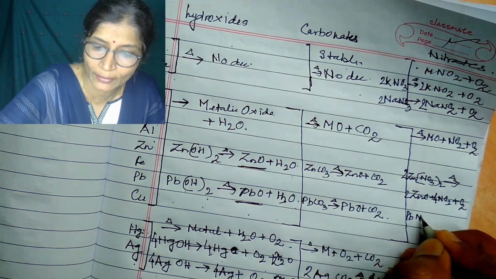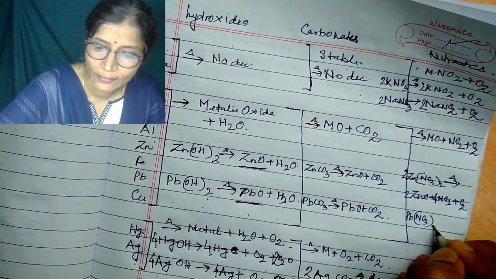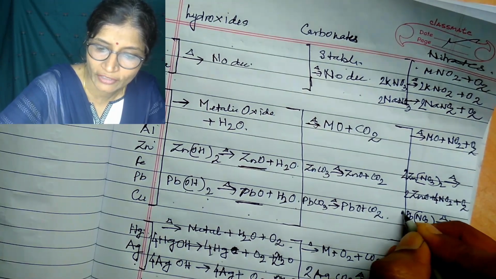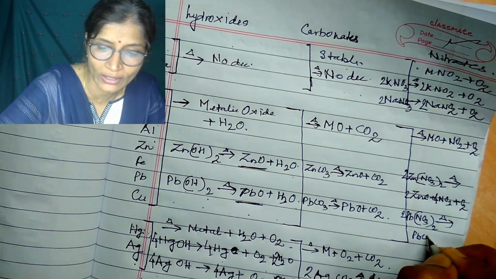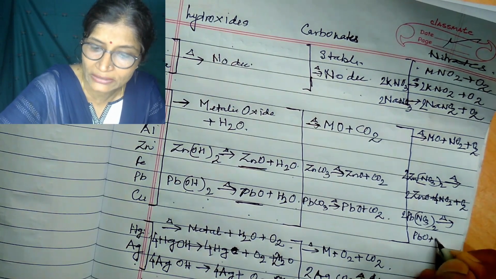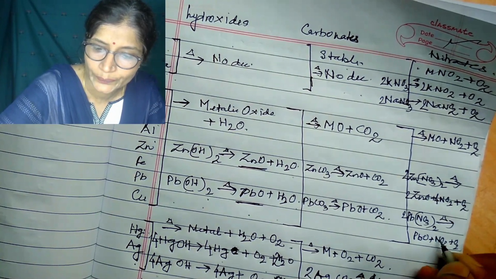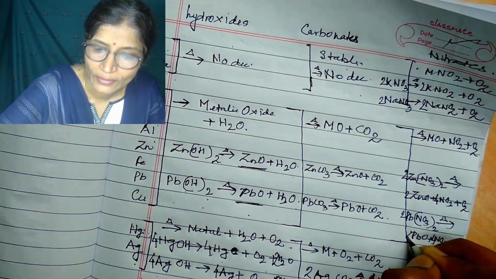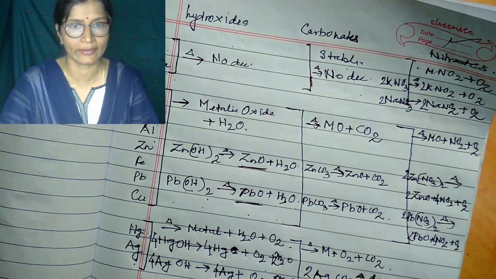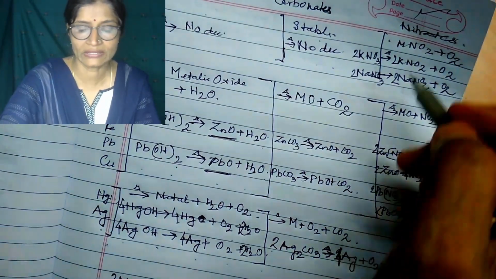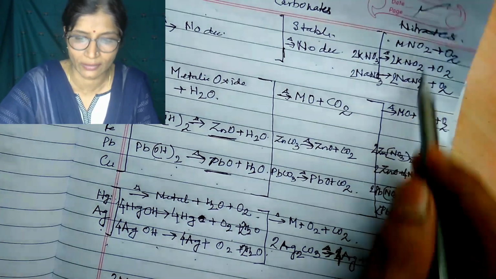In the same way, when lead nitrate, Pb(NO3)2, is heated, it will give lead oxide, a yellow colored residue, plus a reddish brown gas, nitrogen dioxide, plus oxygen. This part is very important for the practical purpose. Class 9 practical chemistry has this.